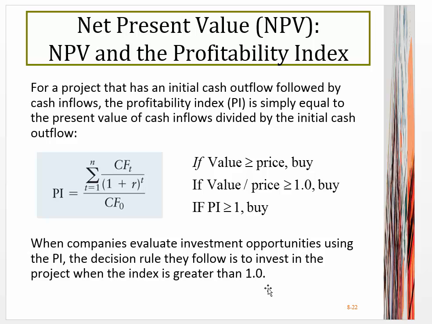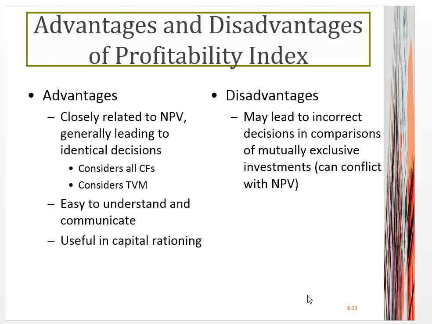Even though the net present value and the profitability index are similar, if they're independent projects, they'll give the exact same answer. They'll both accept or they'll both reject. However, they may not necessarily rank projects in the same way. So the ranking issue is a bit of a problem with the profitability index.